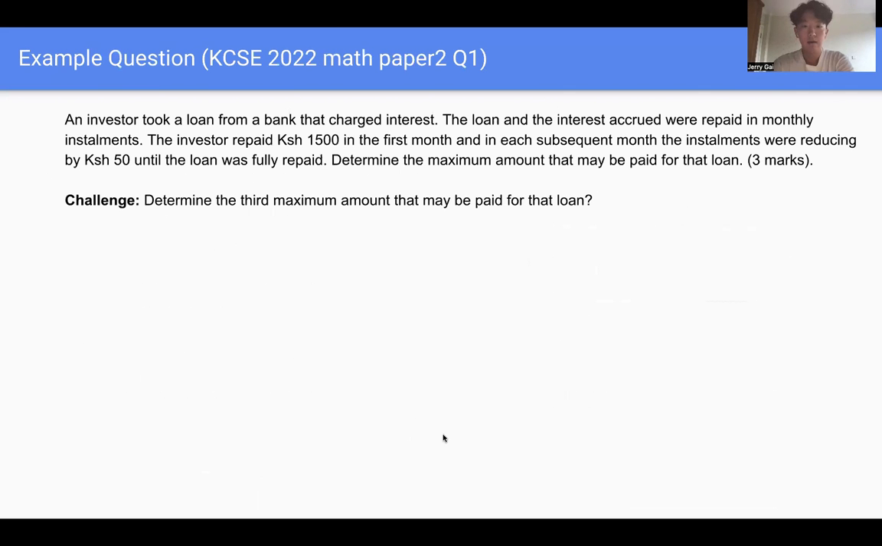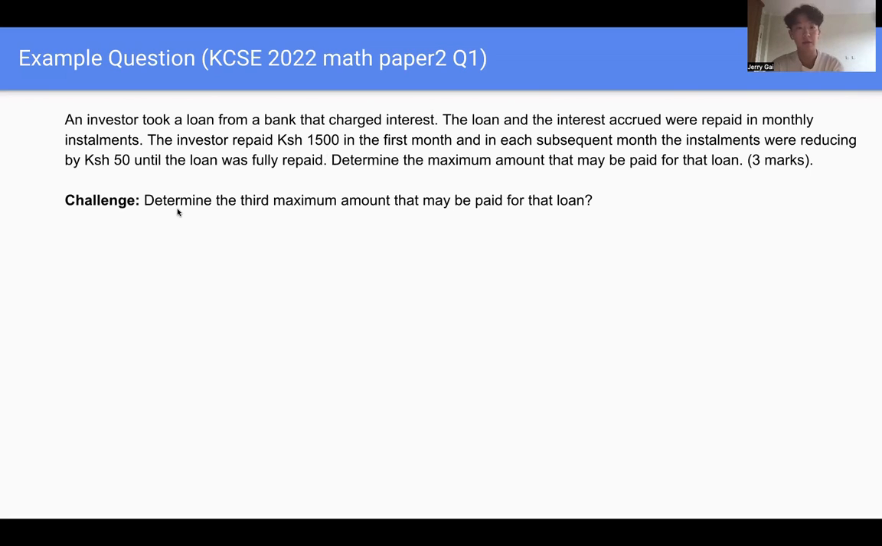So let's look at a sample question from KCSE. This is a sample question from a 2022 math paper 2. An investor took a loan from a bank that charged interest. The loan and the interest accrued were repaid in monthly installments. The investor repaid 1,500 in the first month, and in each subsequent month, the installments were reducing by 50 until the loan was fully repaid. So determine the maximum amount that might be paid for that loan.